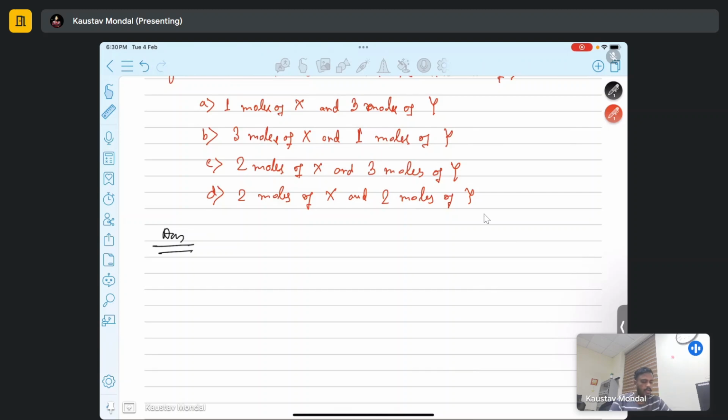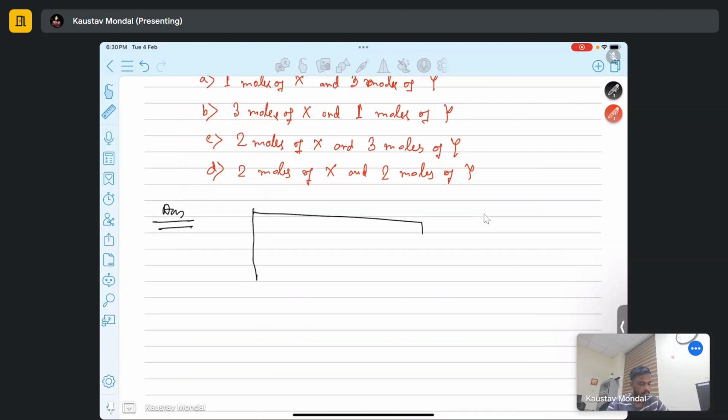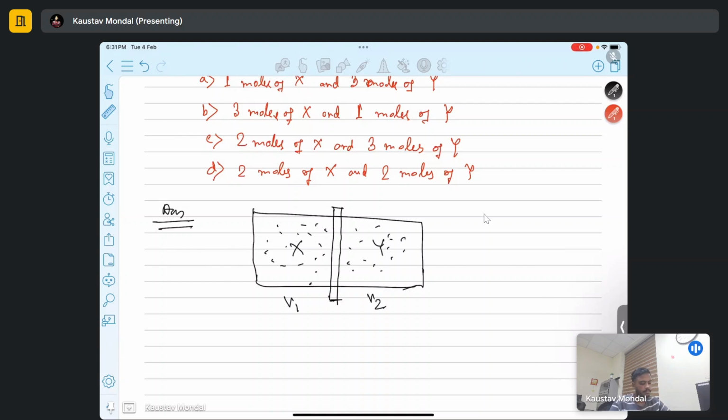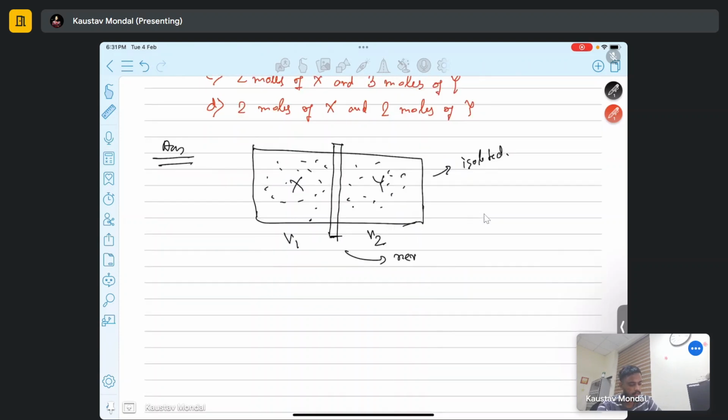Let's suppose this is a container and there is a rigid wall in the middle of this container. Let's suppose there is a gas X and a gas Y. Let V1 be the volume of gas X, and V2 the volume of gas Y. Let's suppose this system is isolated, which means it cannot make any kind of contact with the surroundings. So what happens if we remove this wall?